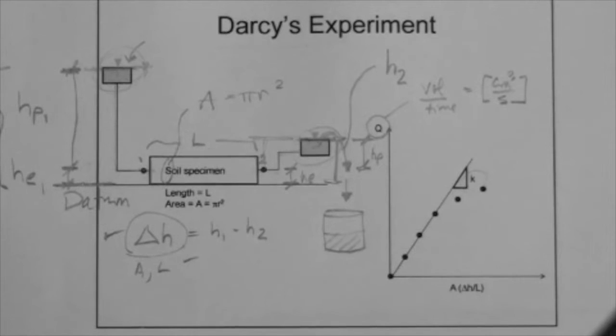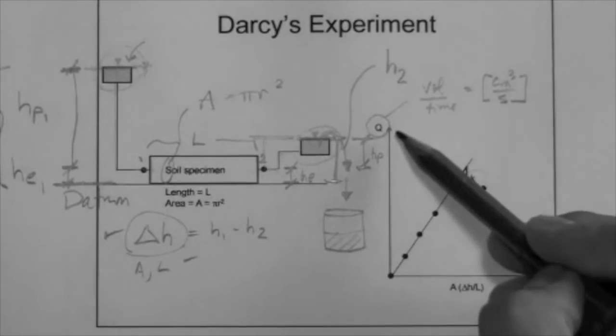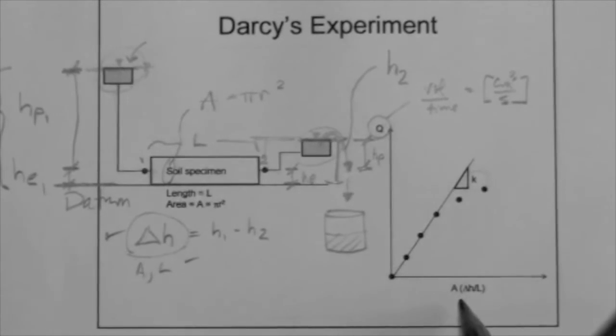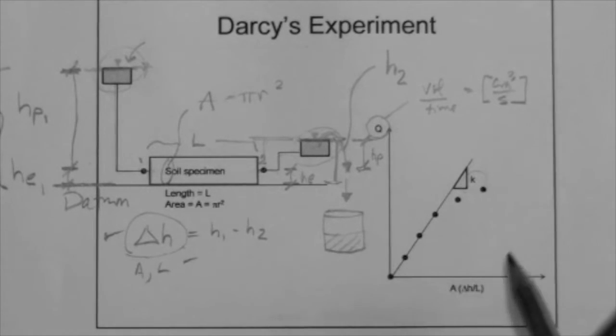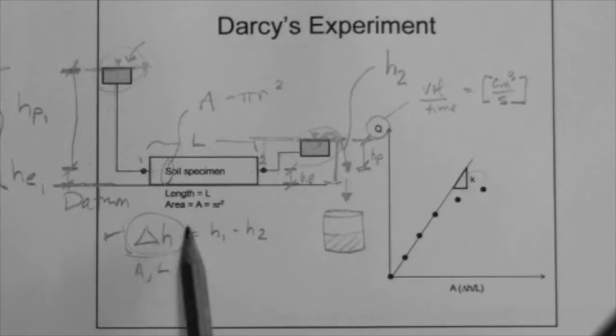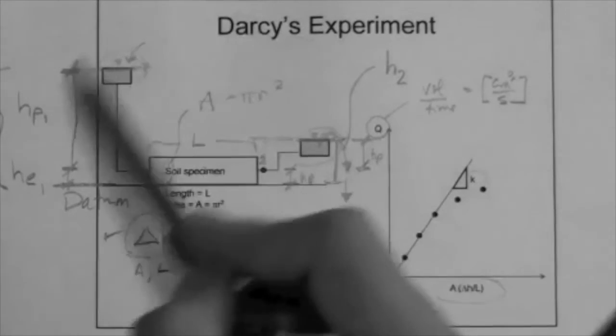So then what he did was the following. He said, okay, I'm going to plot the results of many experiments. So he creates a plot. Here he has a compilation of the parameters that he knows. He knows delta H because he imposed it. He knows the area because he selected the size of the specimen. And he knows the length of the specimen. So he says, I'm going to put down here A times the ratio delta H over L. I'm just going to write that down there. That quantifies my system, my setup.